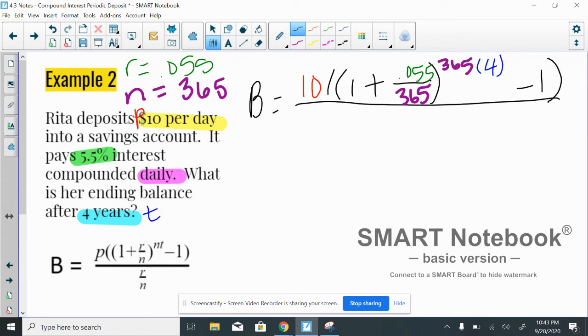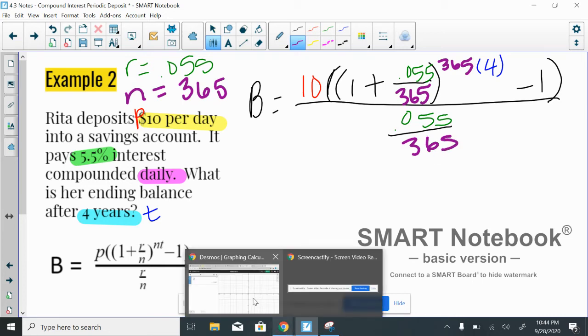If you don't have the two parentheses at the front and this -1 with the parentheses at the end, it will screw up the whole equation, okay? And then in the denominator, we have 0.055, that is our rate, divided by our end value of 365. So we're going to go and type in this loveliness.